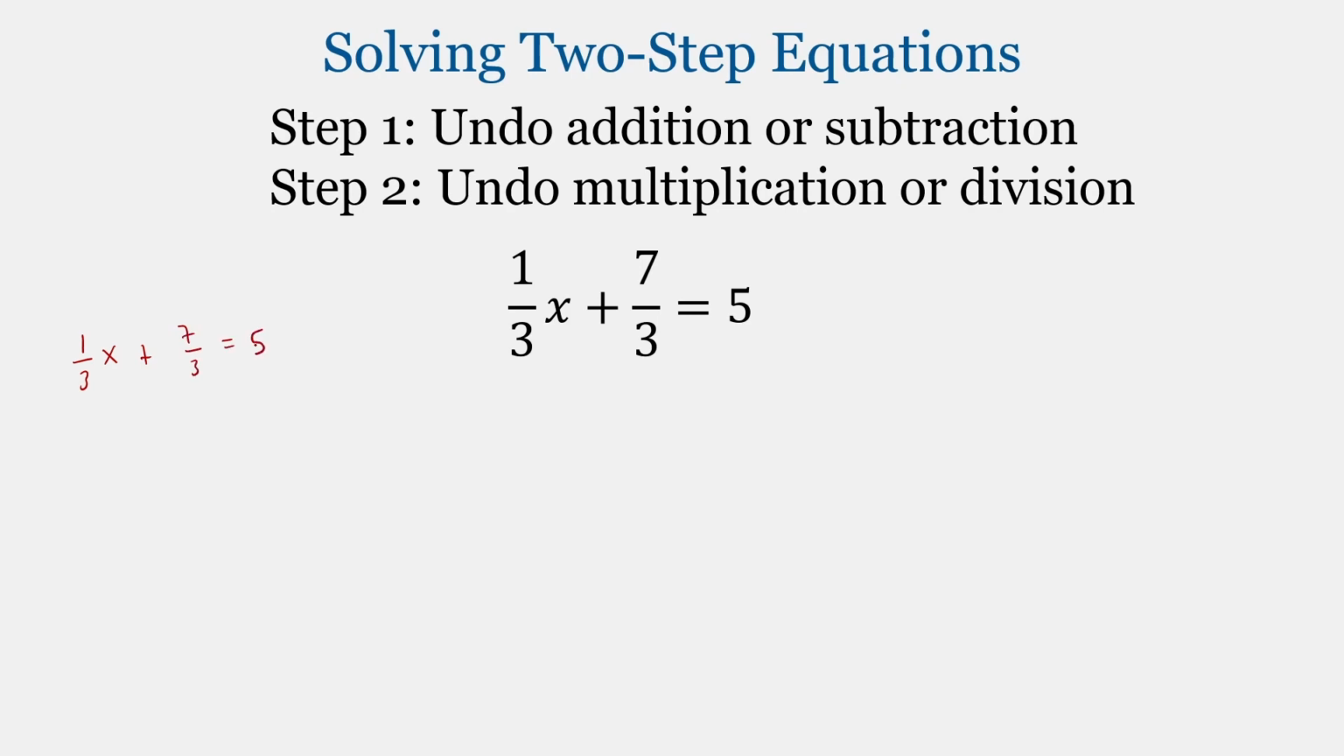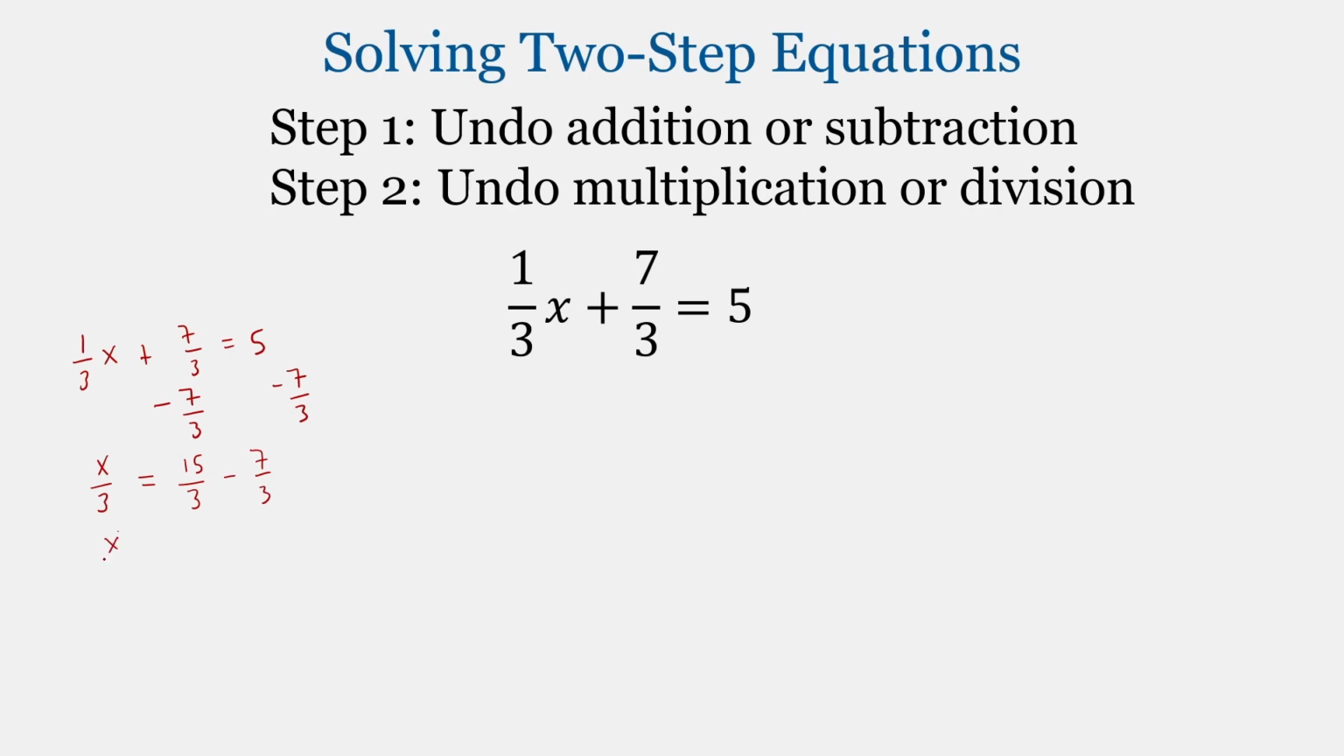So if we're undoing addition or subtraction first, we're going to subtract 7/3 from both sides. And notice we are subtracting fractions. That leaves us with x over 3, or 1/3 x on the left. And now we have to find a common denominator in order to do this arithmetic. So we have 5 and 7/3, so the common denominator will be 3. So that's going to give us 15/3 minus 7/3.